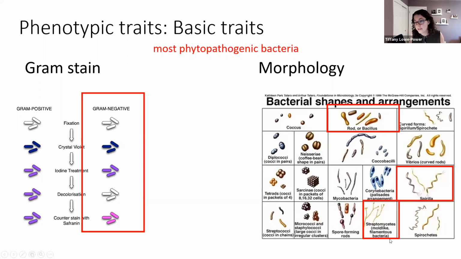But there are other structures, where there are the streptomyces that are filamentous, and then the spirilla-shaped phytoplasmas. So there's at least a little variation, but not enough to be a super useful way to classify.